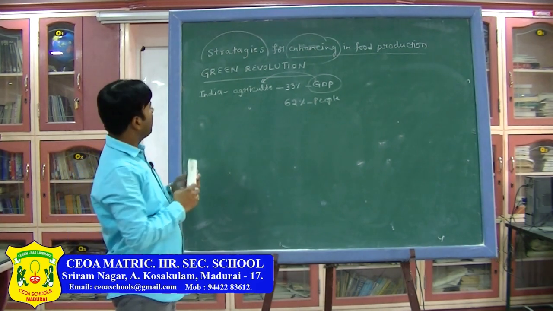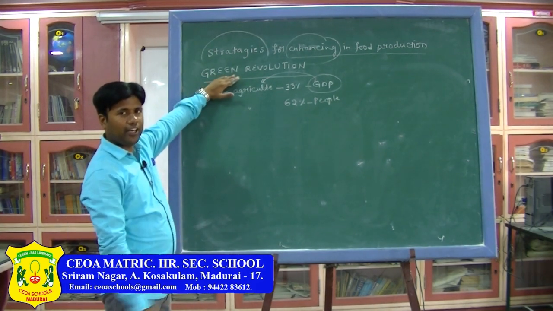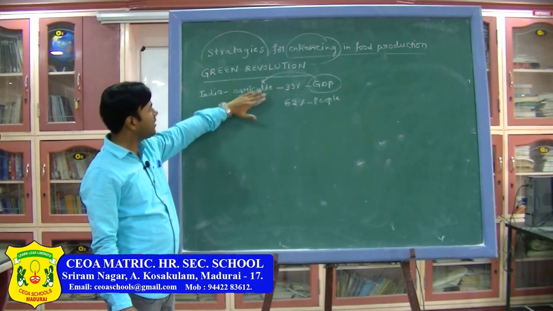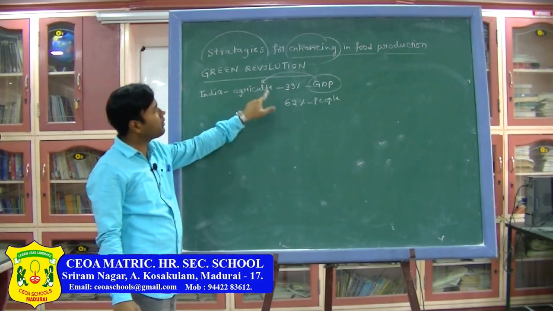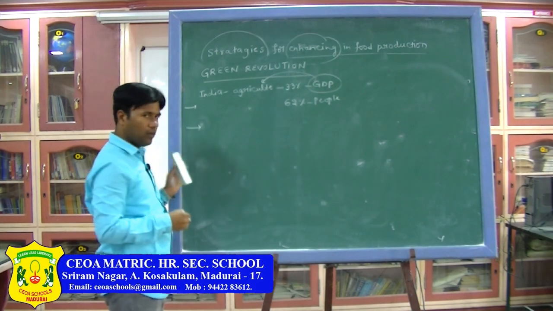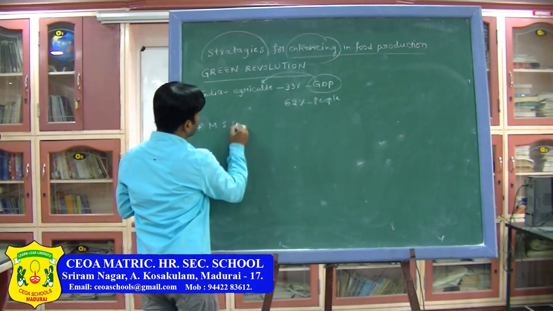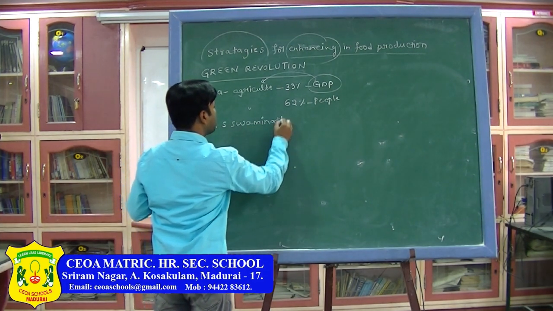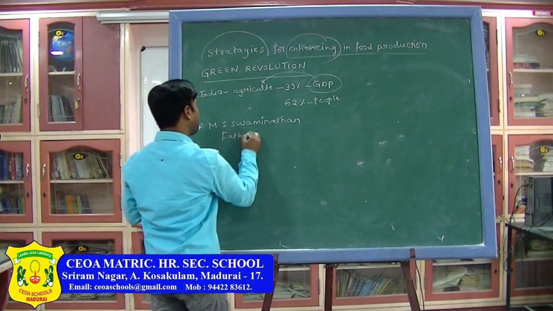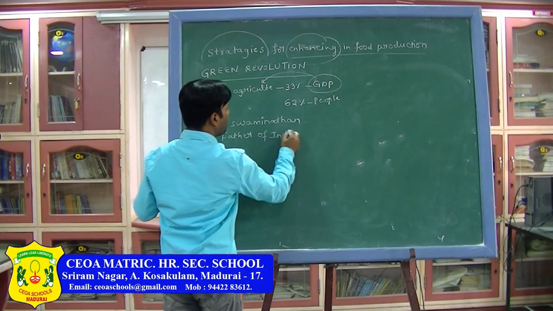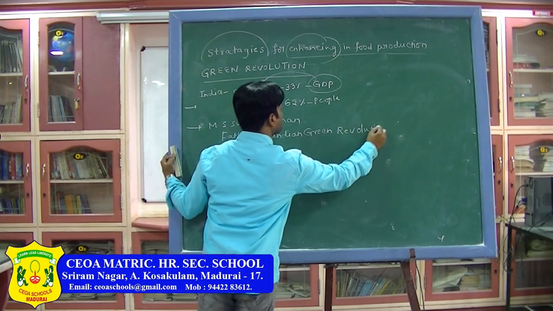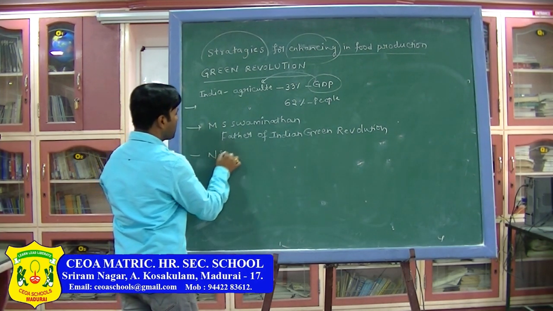After the 1947 independence, we got the green revolution. So India's GDP, how much? 33% based on agriculture. Next, 62% of the people depend on agriculture for work. Next, M.S. Swaminathan belongs to Tamil Nadu. M.S. Swaminathan is the father of the Indian Green Revolution.